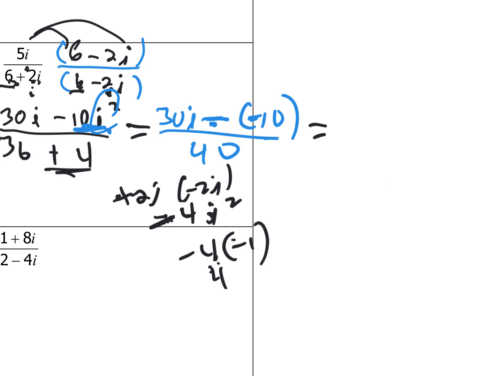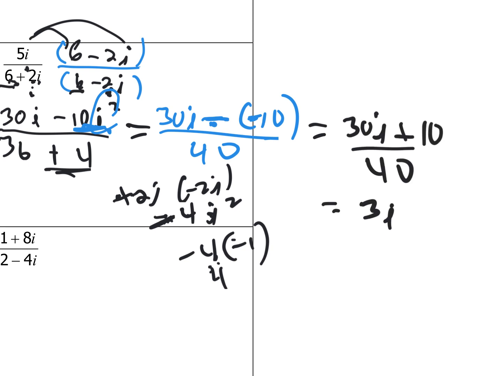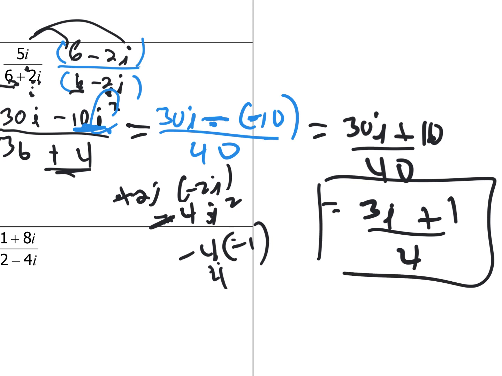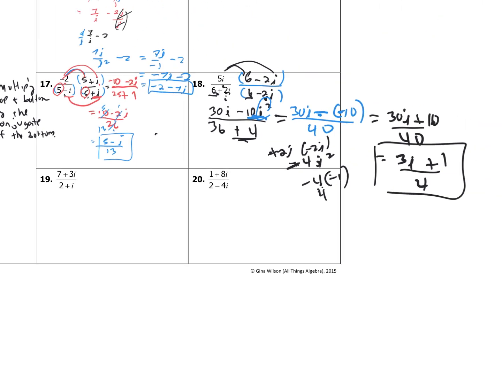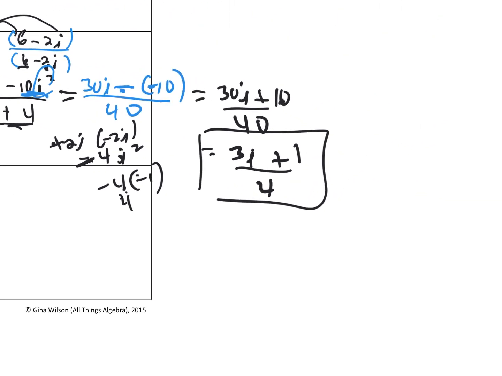You want to take a guess at how that reduces? 10. Divided by 10. Can you do that? 30 divided by 10? 3. 10 divided by 10? 1. 40 divided by 10? 4. Very good. I'm not saying they always reduce, but a lot of times they might, okay? I think it's 3I plus 1 over 4. Because it was a 30 and a 10 and a 40. They all divided by a 10.